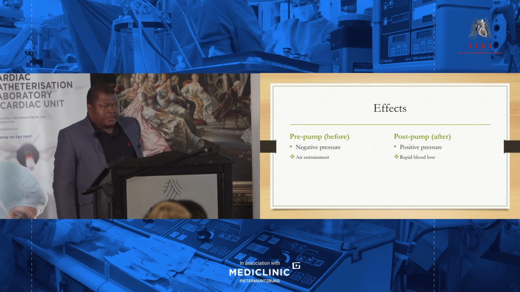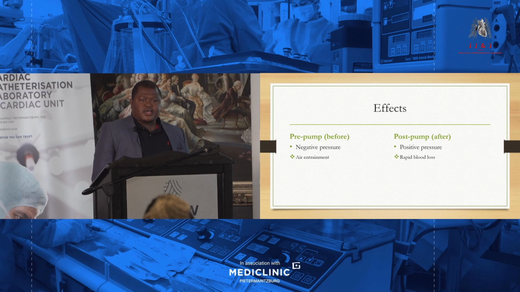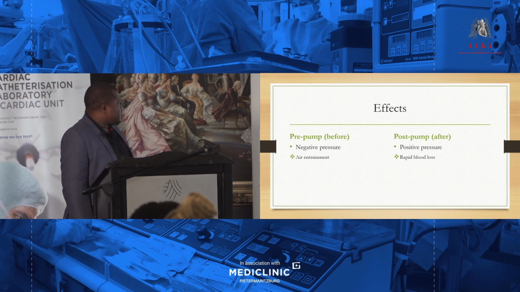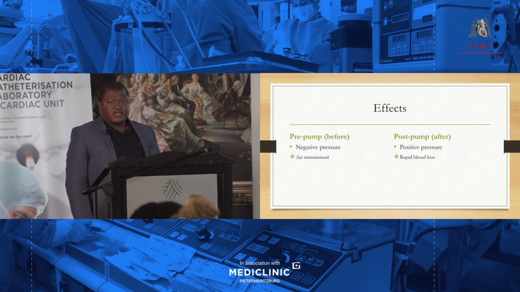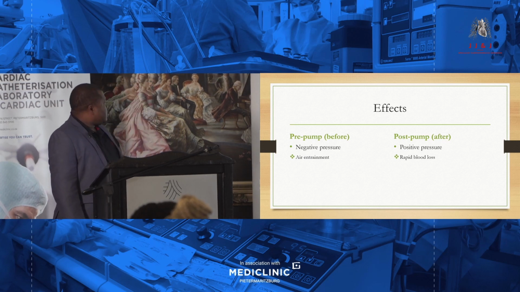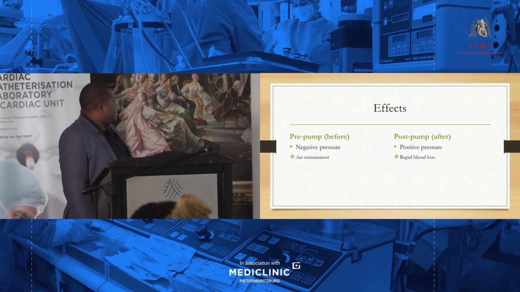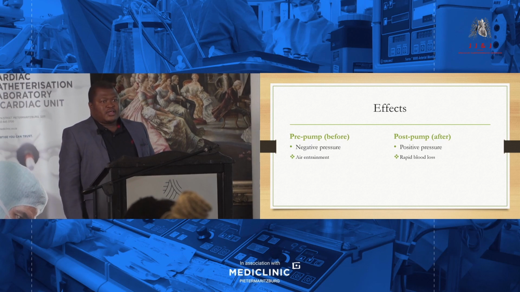So, circuit rupture depends on where it occurs. This can occur in the pre-pump or post-pump region. In the pre-pump region, there's negative pressure. And in the post-pump region, there's positive pressure. On the pre-pump region, you can have air entrainment in the system.